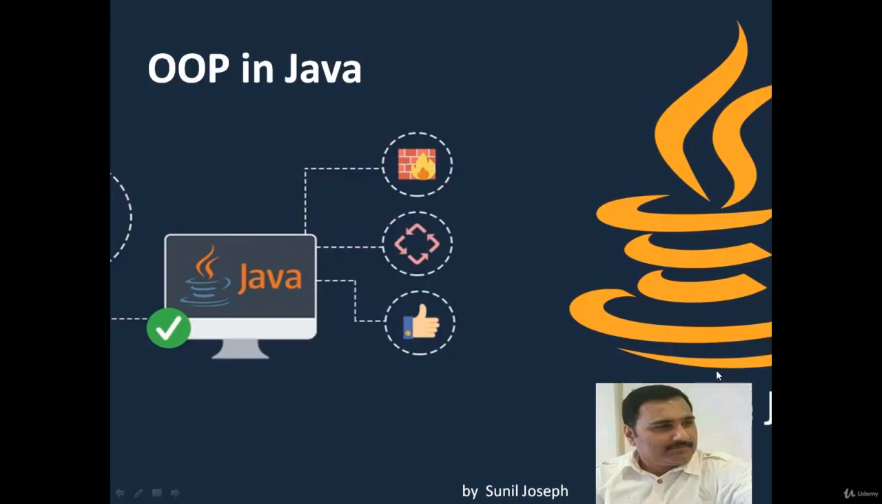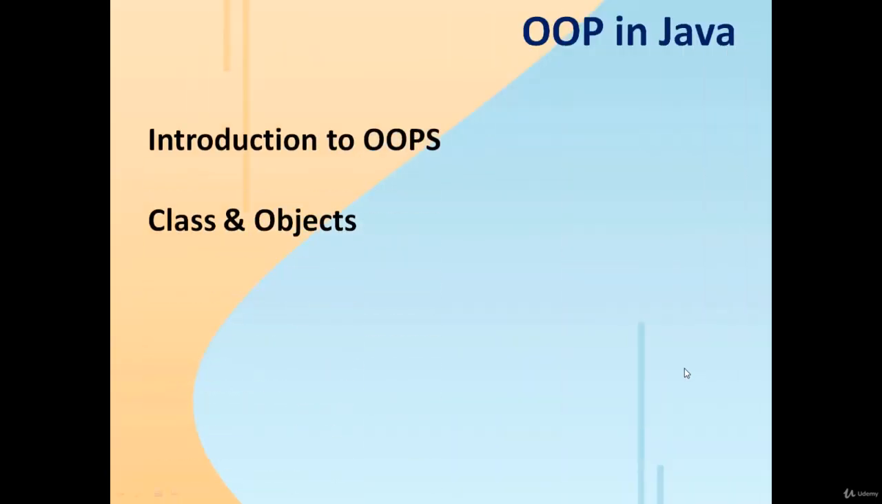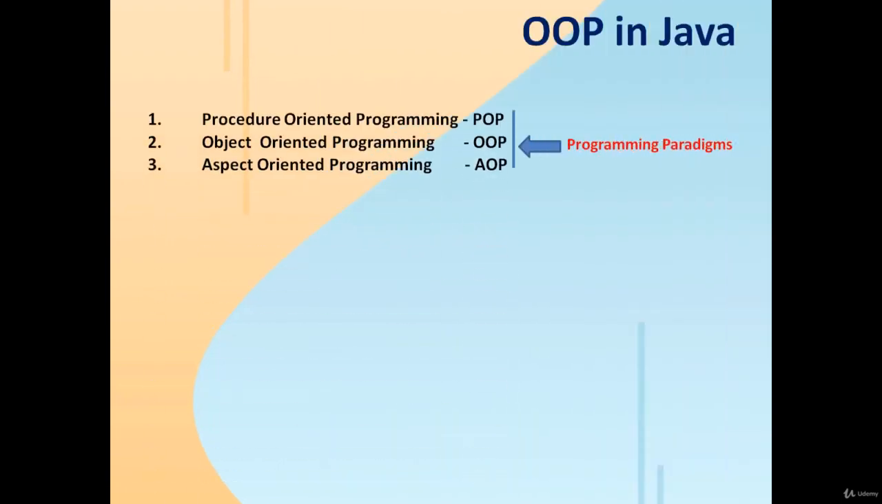So in this lesson we start with object-oriented programming in the Java language. The agenda of this lesson is to have an introduction to object-oriented programming and also about the class and object. So what is this object-oriented programming?